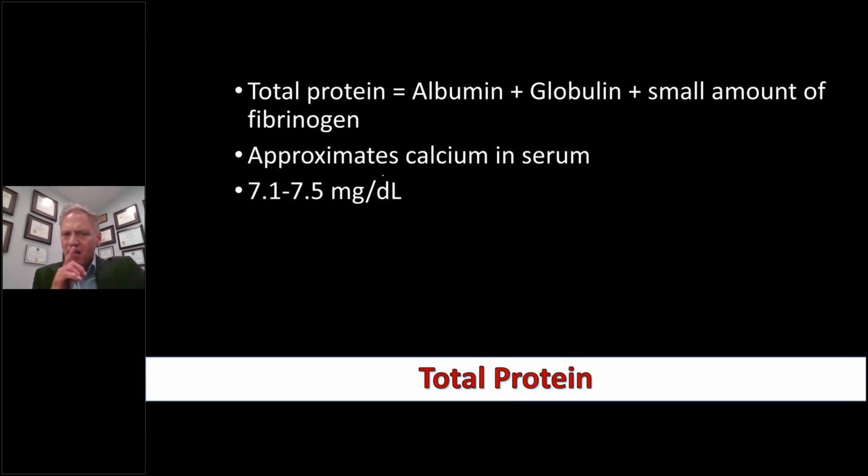Okay, so total protein, most of it's going to come from albumin, globulin, a little bit from fibrinogen, but it's so little that you're not really going to measure. We like to see 7.1 to 7.5. Once it goes below 7.1, you want to think about some things. I think I have some patterns up here for you.